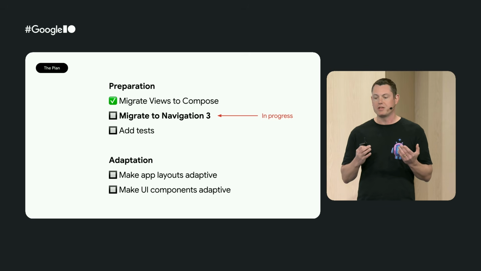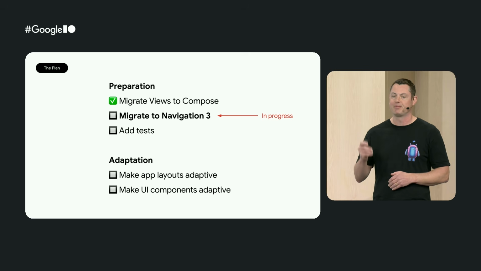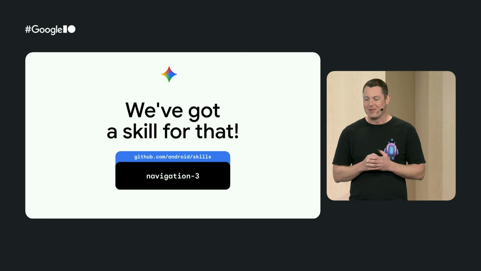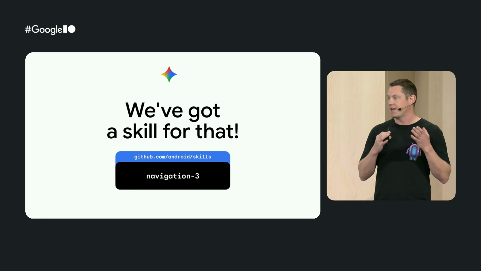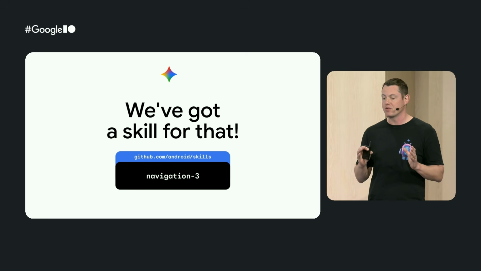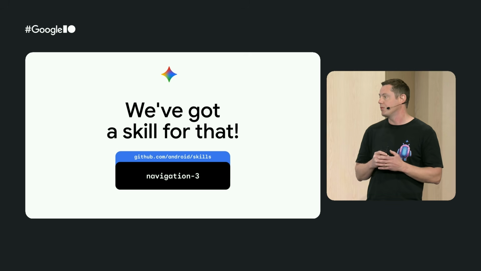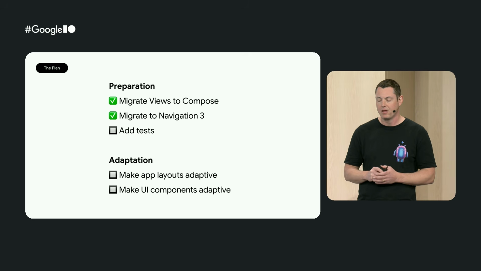So once you've migrated your screens to Compose, we can get started with the Nav3 migration. And guess what? We've got a skill for that as well. The Nav3 skill contains a migration guide that converts Nav2 apps to Nav3. It includes a whole bunch of code recipes, including multiple backstacks, conditional navigation, and dependency injection. So it's a super useful skill to install if you're using Nav3. All right, that's all our migrations done.